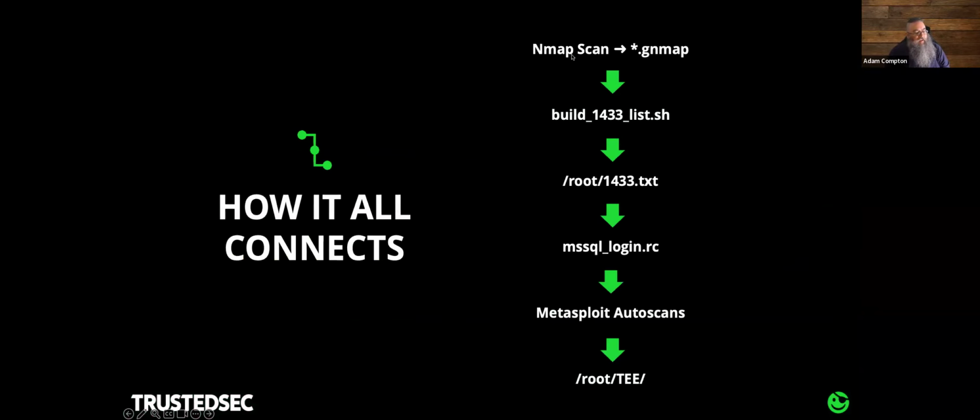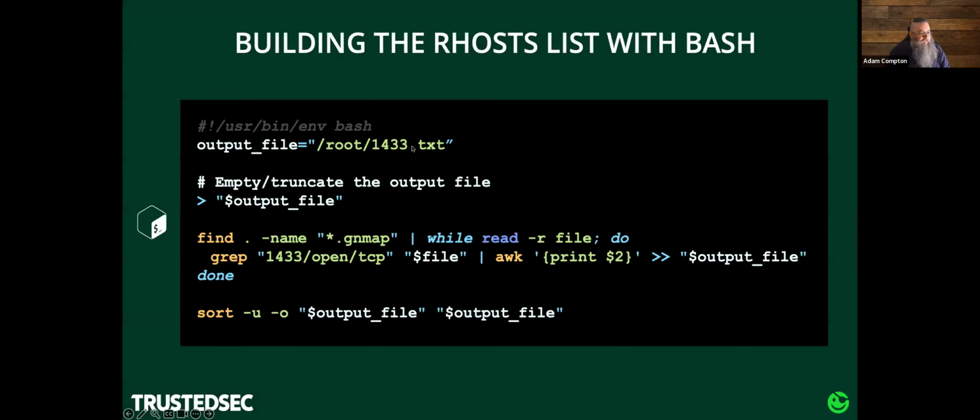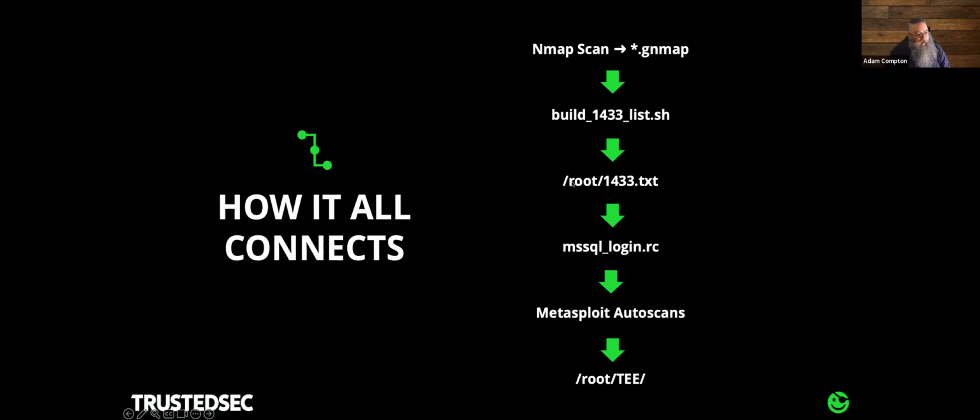So at this point, I have an nmap scan, or scans, that create one or more gnmap files. I'm running this script that I just had here. It's building my file of root 1433.txt. I have my RC file that I wrote earlier. That comes down, and then I'm just running that Metasploit RC file, and that's writing out to some directory or some file there.